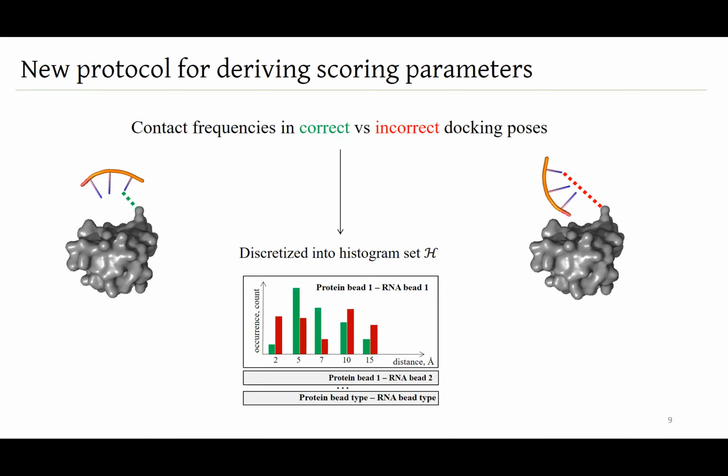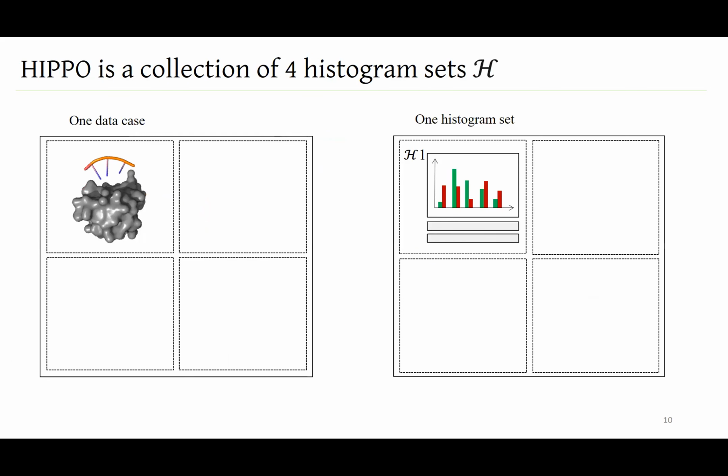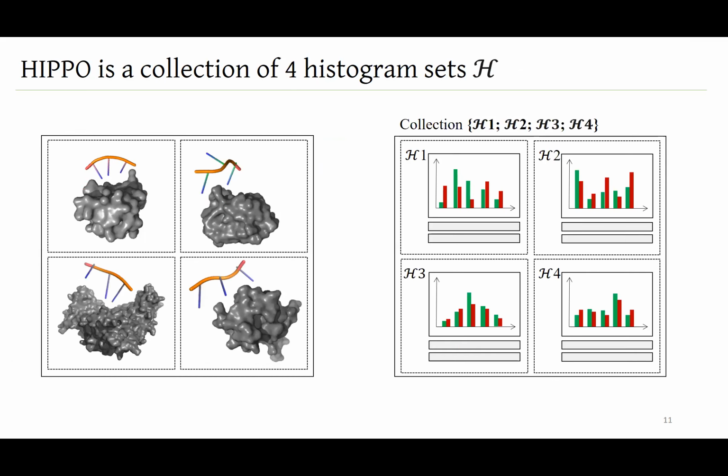One histogram set is one scoring parameter set. A histogram set is made from the frequencies of occurrence in one protein fragment data case. So you dock such a data case, then extract contact frequencies, and then derive a histogram set from it. Our early research showed that a single histogram set is not quite enough to account for all the different ssRNA protein binding modes. So we opted for the creation of four distinct histogram sets from four distinct data cases. We call it a collection.